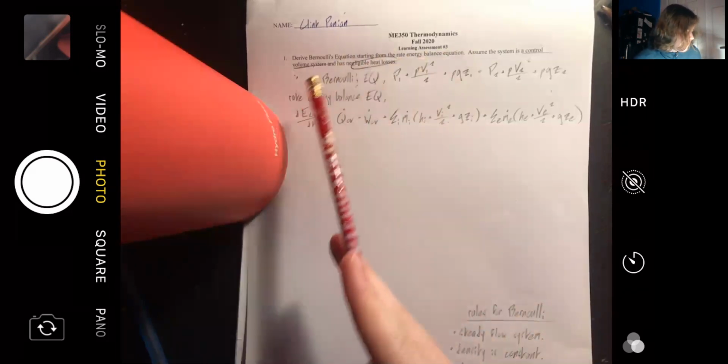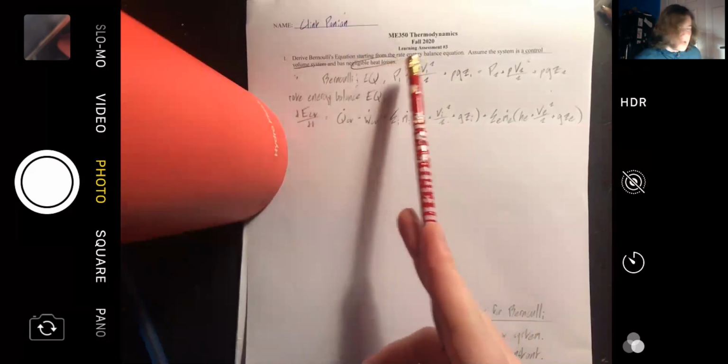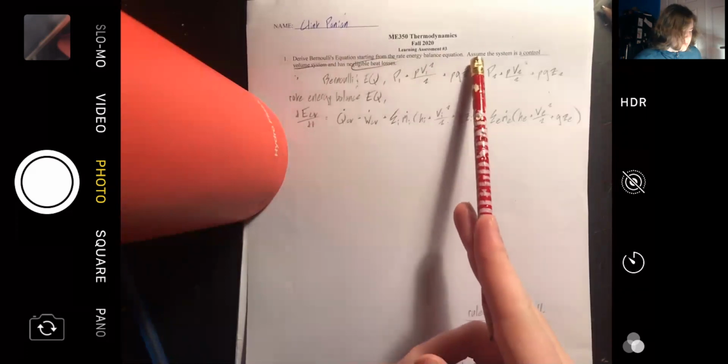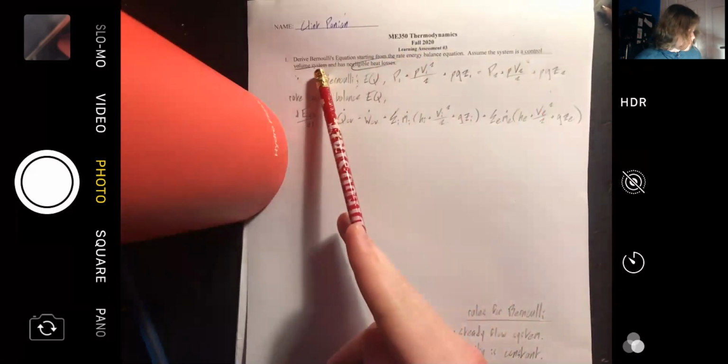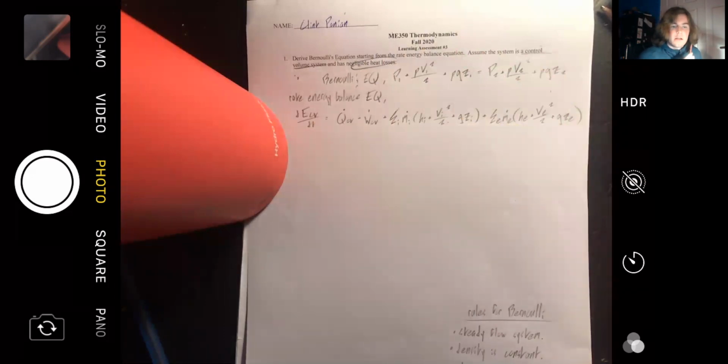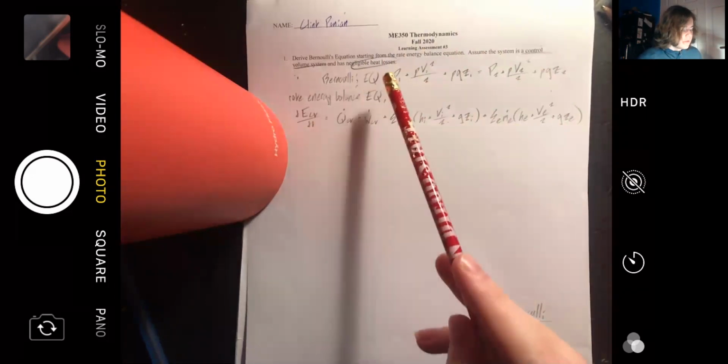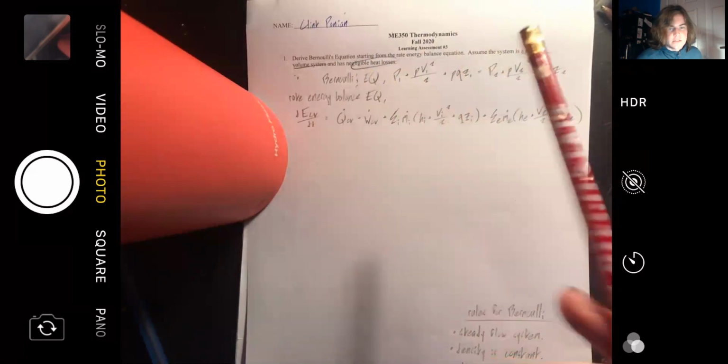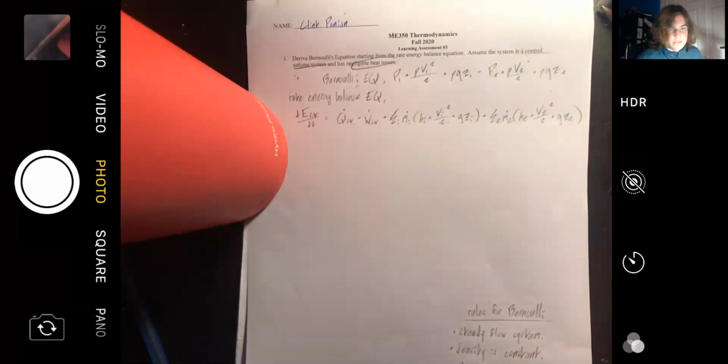Let's read the problem. Derive Bernoulli's equation starting from the rate energy balance equation. Assume the system is a control volume system and has negligible heat loss. So the equation we're starting at is Bernoulli's equation. If you've ever done any engineering involving fluids, you've probably run into this equation at one point or another.